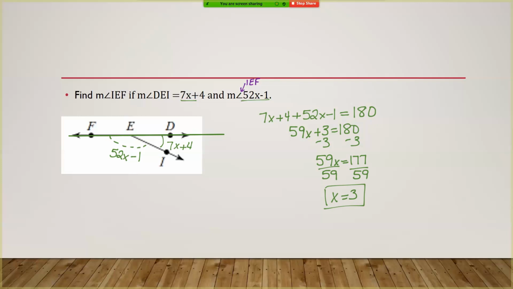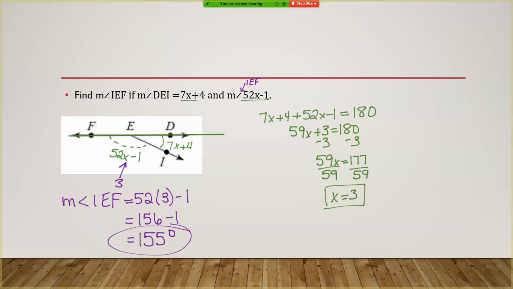So we know that x equals 3, so we're going back up here, and we're going to plug a 3 in, and we're going to substitute it in to find the measure of angle IEF equals 52 times 3 minus 1. Well, 52 times 3 is 156. 156 minus 1 gives us our final answer of 155 degrees. And if I'm working too fast, feel free to pause the video at any time.